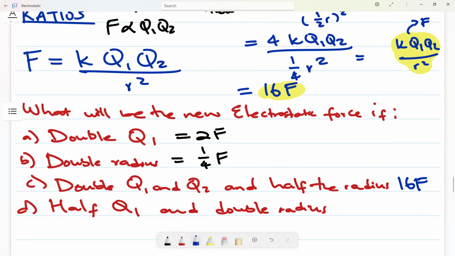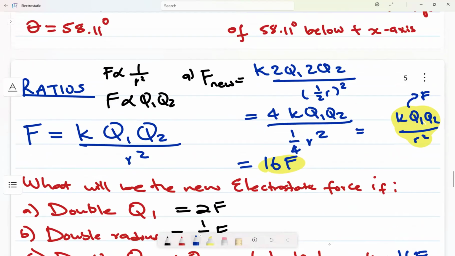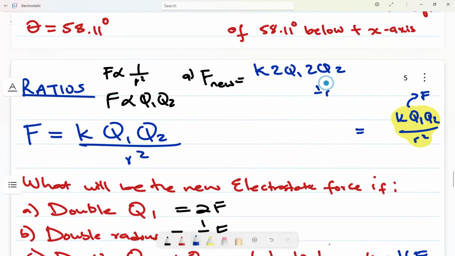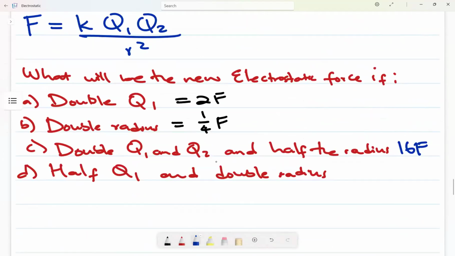Okay. The last one is half Q1 and double radius. Half Q1 and double radius. What is going to happen in that case? Let's see. We want to explore all these options. This is just playing with the formula.